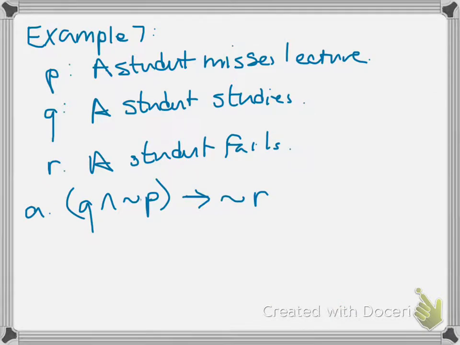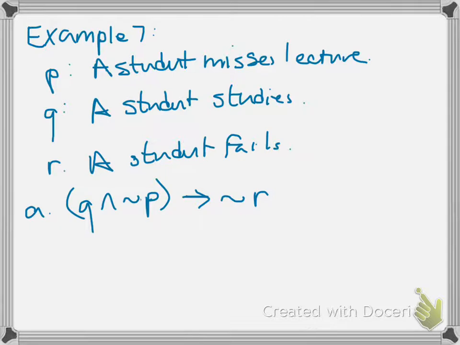Example 7. So now we are getting into more complex statements where they've got parentheses, and the parentheses tell us which statements are grouped together. Usually when we're expressing this in English, we will use commas to express those parentheses. So we've got statement P, a student misses lecture. Statement Q, a student studies. And statement R, a student fails.